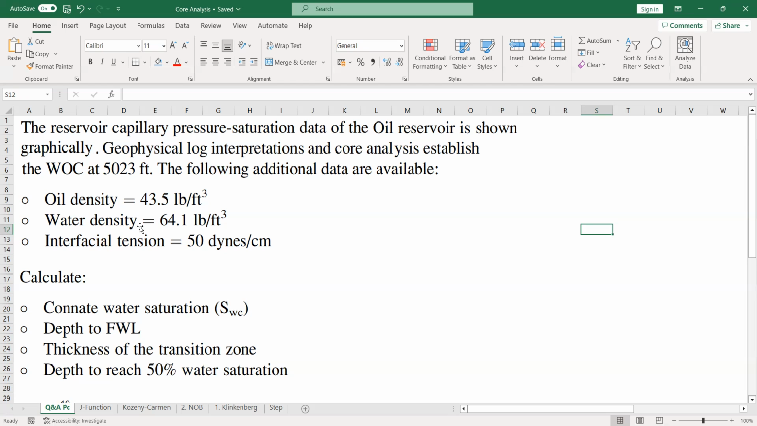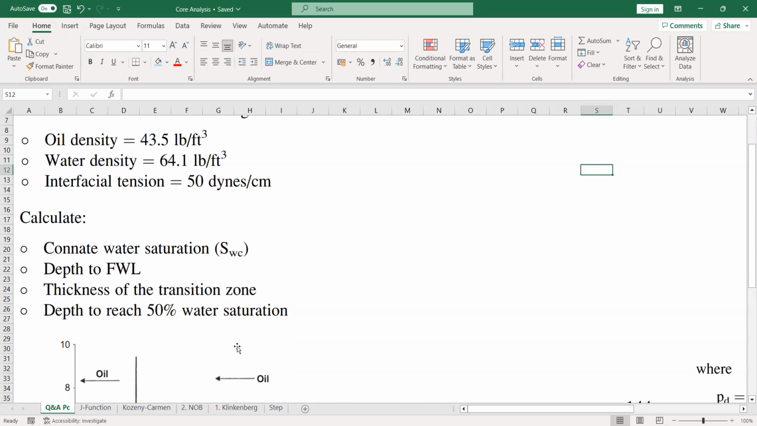Okay, so we have only this data: water oil contact depth, oil density, water density, interfacial tension, but we need to address these issues: connate water saturation, and then free water level, and then thickness of the transition zone, and depth to reach 50% of water saturation. And by the way, we also have this plot.